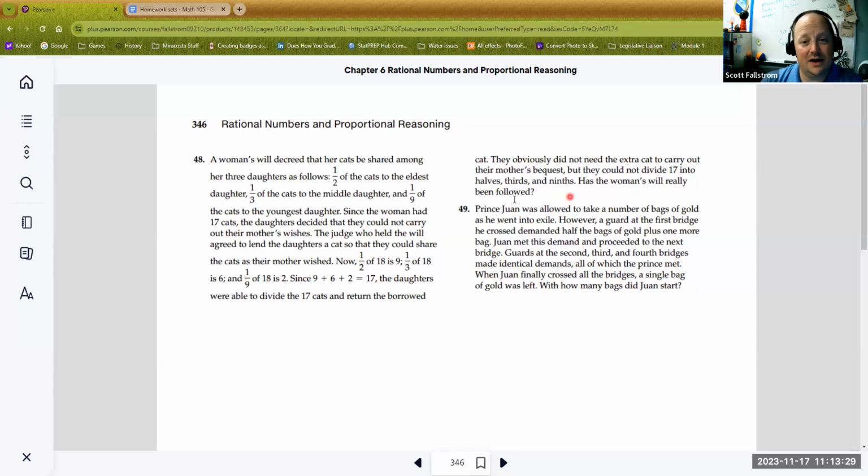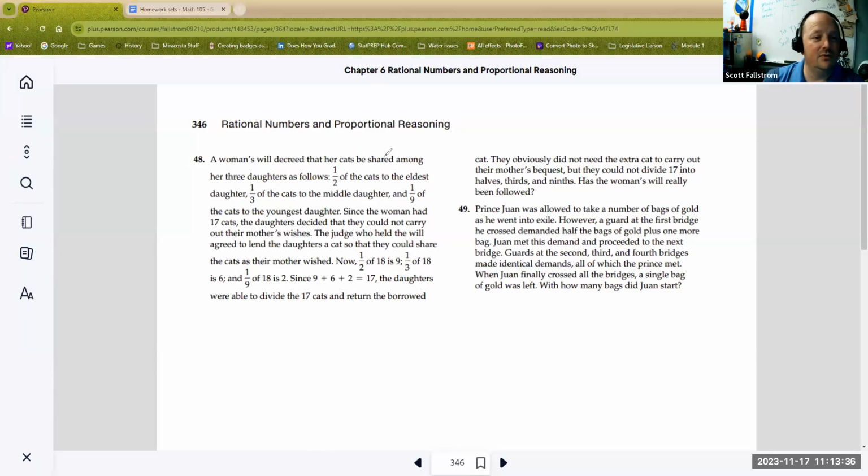So the question is more about, has it actually been followed? And so if you're going through this problem, hopefully you looked at it before you jumped to any conclusions and kind of said, well, wait a minute. I want to give half of the cats to one person, a third of the cats to another, and a ninth of the cats to somebody else. Maybe we should kind of be working through this, right?